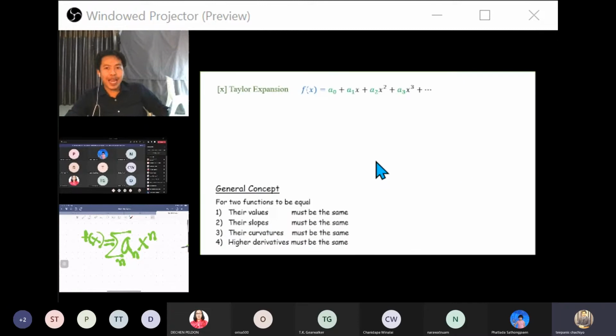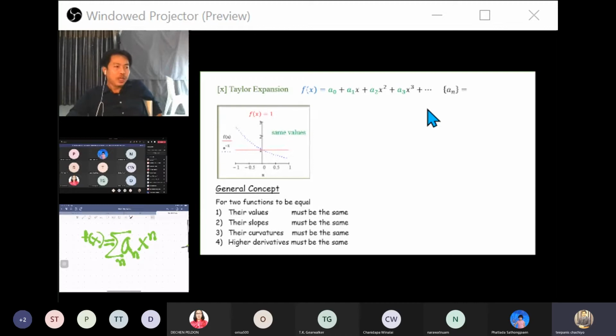Okay, how do we expand? Let's say we want to do a Taylor expansion. Of course, we want to write a function on the left-hand side as a combination of polynomials. How do we find the coefficients, the perfect coefficients?